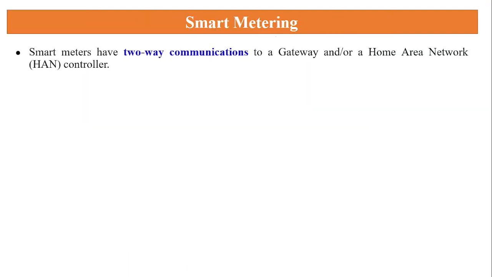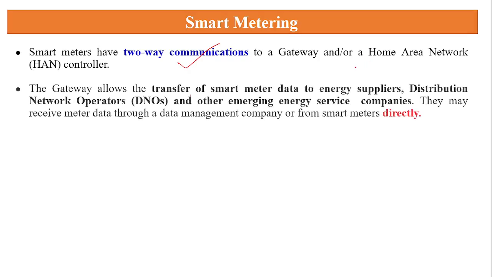So what are smart meters? A smart meter is a two-way communication methodology to the gateway or a home area network controller. The gateway allows the transfer of smart meter data to the energy suppliers, distribution network operators and other emerging energy service companies. So here, if any complaint happens in the home, it can be rectified automatically by the particular agencies. If any fault happens with your home, there is no need to make a call.